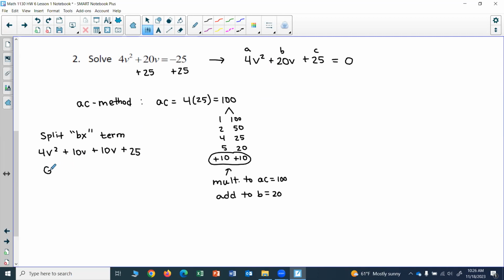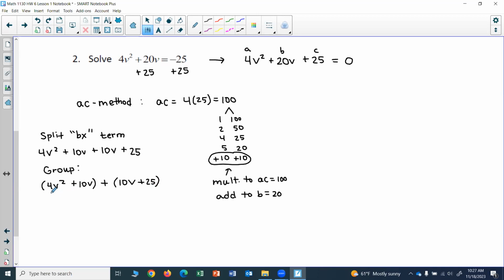So now I want to factor by grouping. So I'm going to group the first two terms and the last two terms together. So I'll have 4v squared plus 10v in one set of parentheses, a plus between my two groups, and then in my second set of parentheses, I'll have 10v plus 25.